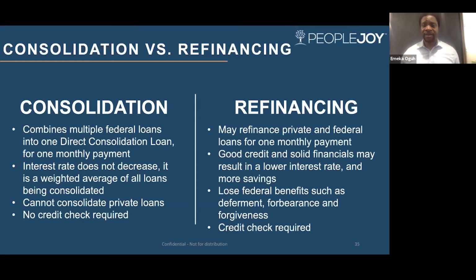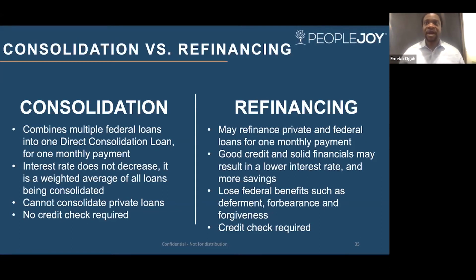Refinancing, on the other hand, is essentially refinancing private and federal loans together for one monthly payment. That's where a bank is essentially paying off whoever had your loan last, and now they own that debt. In order to qualify for refinancing, you have to have good credit, and you have to apply with the bank and get approved. You can get rejected for refinancing, whereas with consolidation, it's just a form that you fill out.